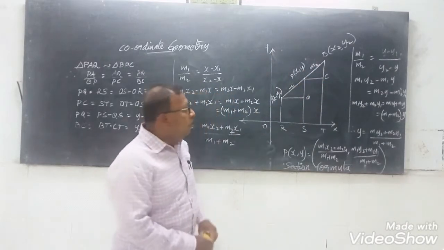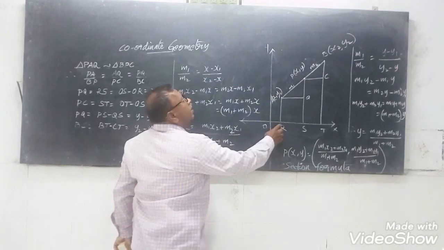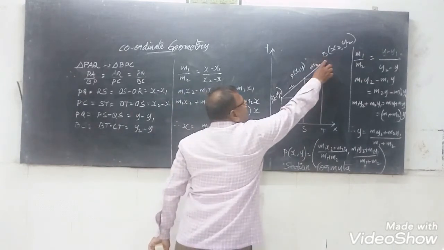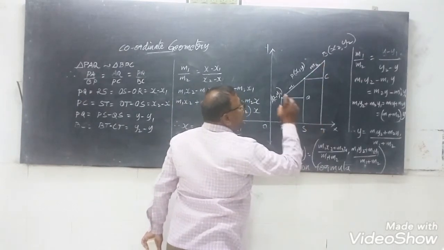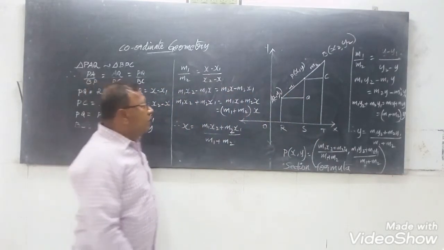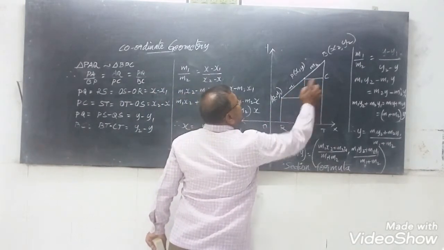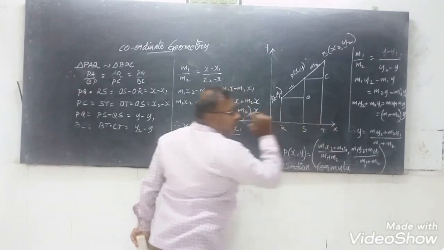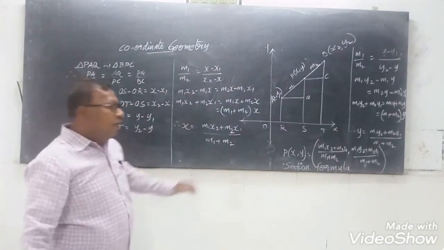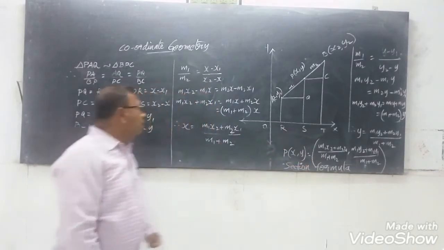Now from A draw perpendicular AR, from P draw perpendicular PS, and from B draw perpendicular BT on the x-axis. Now again draw AQ and PC which are parallel to the x-axis. Now let us see how we can derive this formula called the section formula.